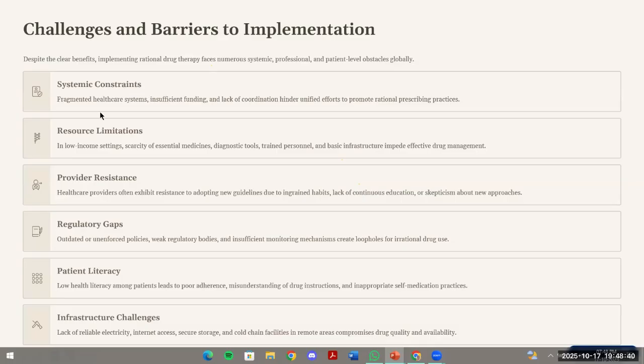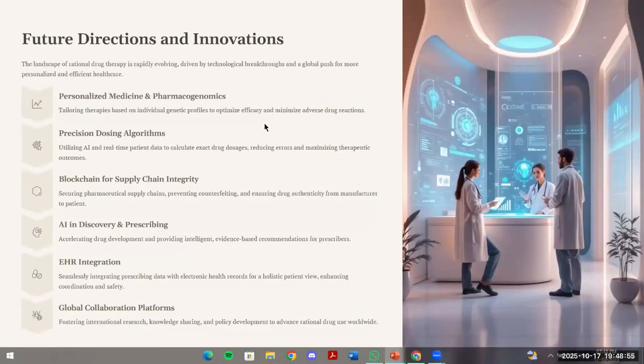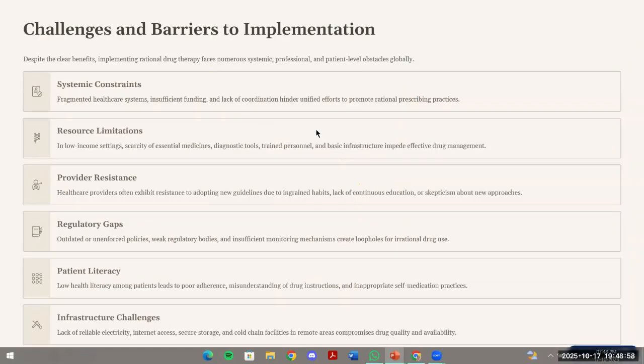Systemic constraints: the fragmented health system and insufficient funding, yes, we do have that. The lack of coordination hinders a unified effort to promote rational prescribing practices. These systemic constraints lead to the challenges we are bearing. Then resource limitations: government set-ups, low-income settings, scarcity of essential medicines, diagnostic tools for specific diseases, and training of personnel, who need to be trained. Basic infrastructure impedes effective drug management. So this is one aspect.